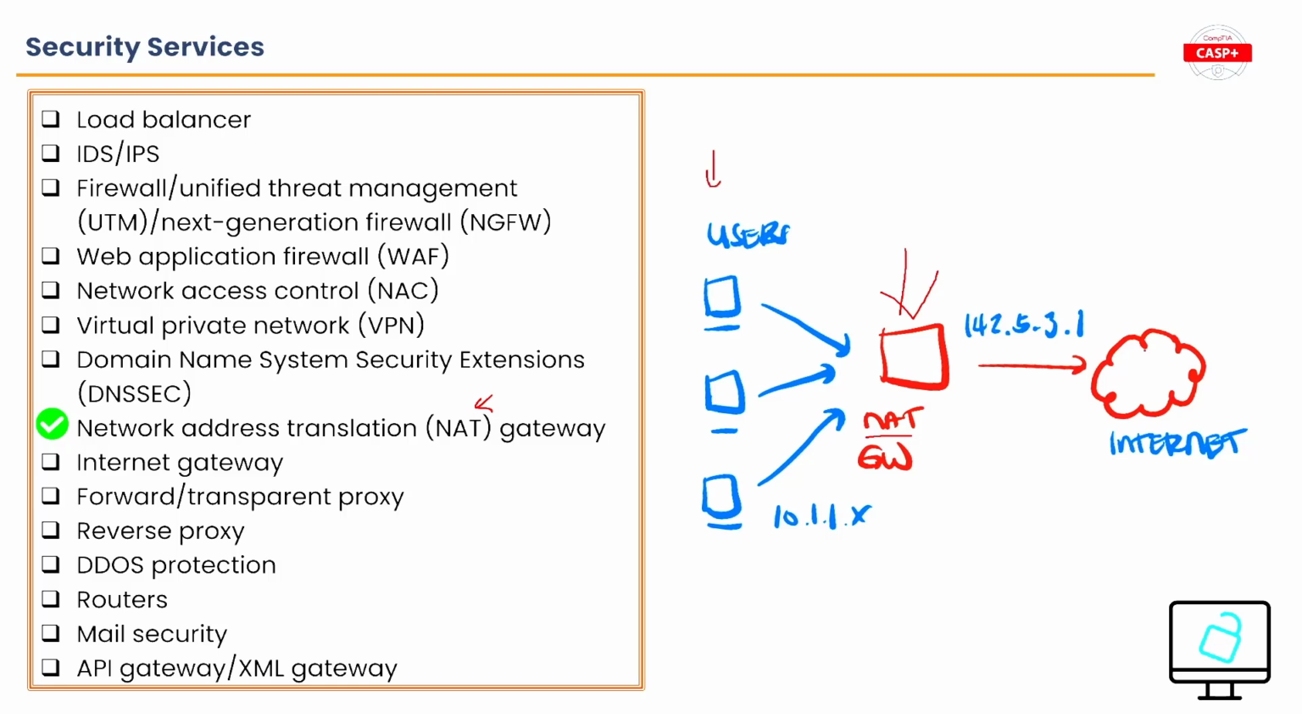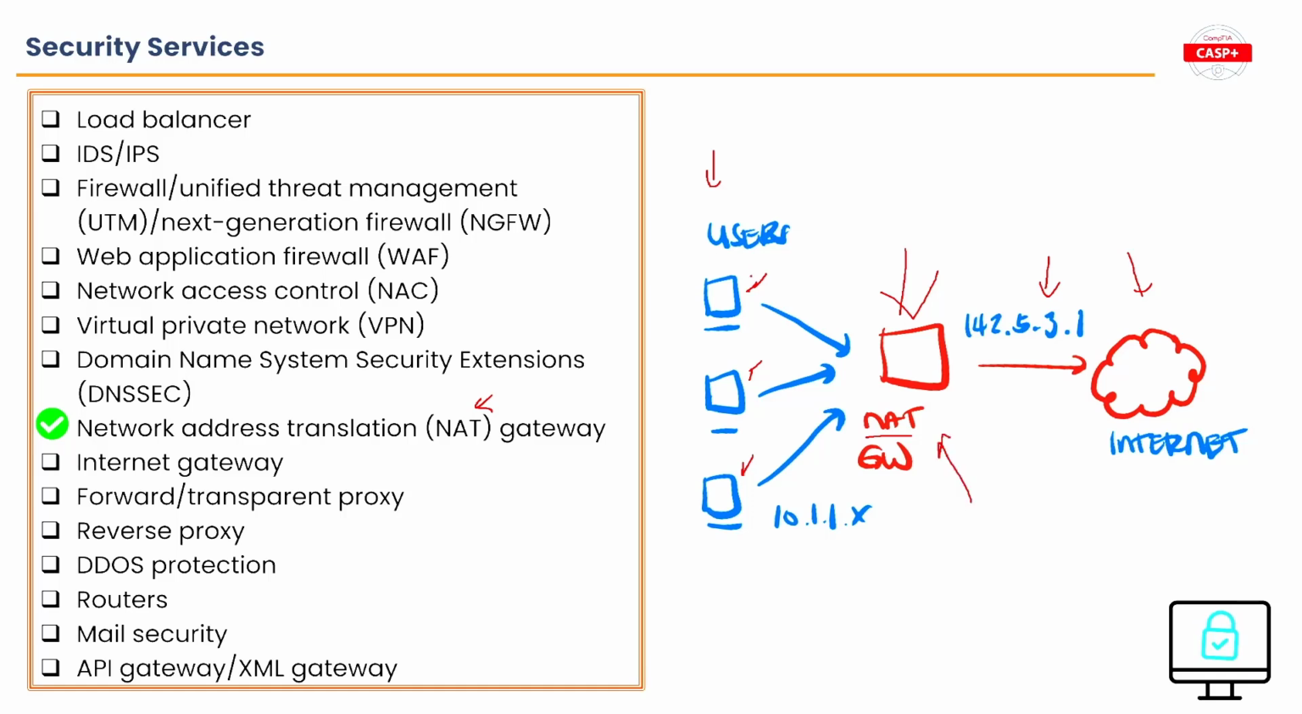So if you have users here who want to connect to the internet, it doesn't mean you have to assign a public IP for each of these. What if you have 1,000 users here, and this public subnet is quite limited and quite expensive to buy? So what you can do is to install a NAT gateway.